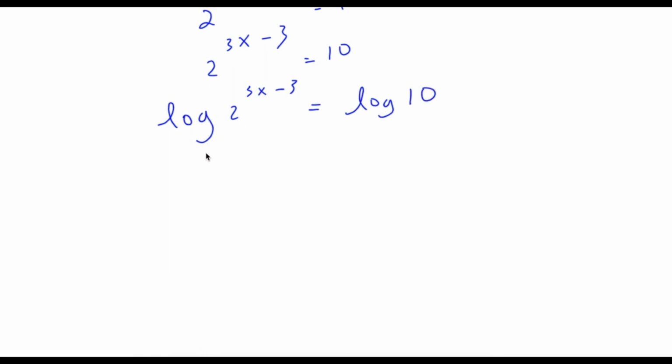Now, an important property of logarithms is that, let's say we have something in the form log a to the power of b, right? Well, we can actually move our exponent b to the front of the logarithm. So this would be equal to b times log a.